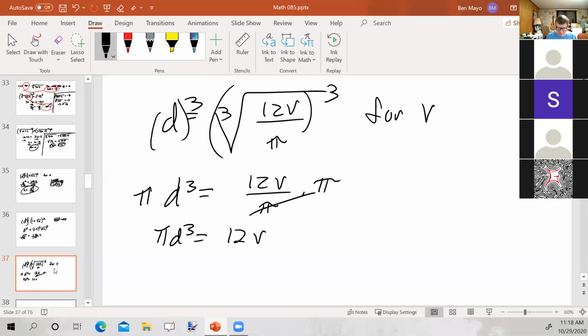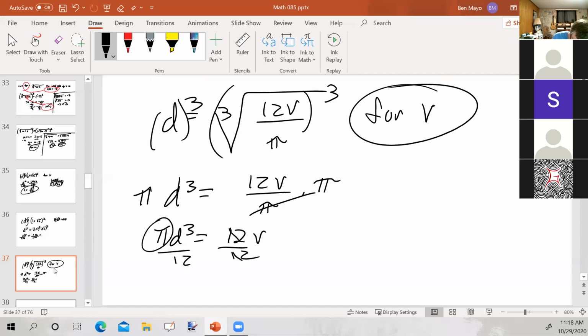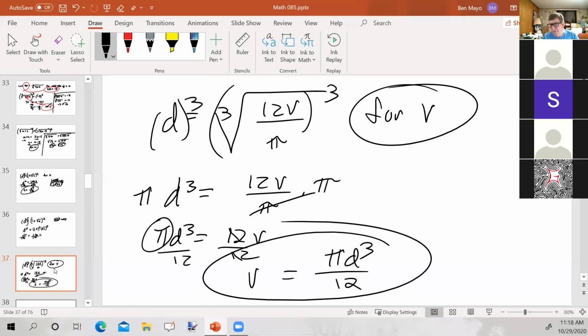What else do we need to get rid of? The 12, there you go, since we're trying to solve for v. See, it's as easy as pi. V equals pi d cubed over 12. There you have it, folks.